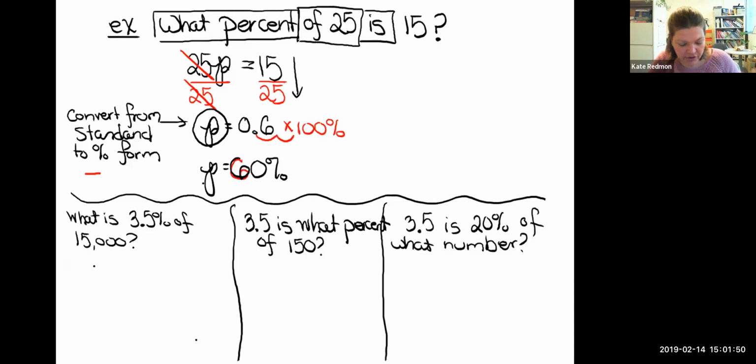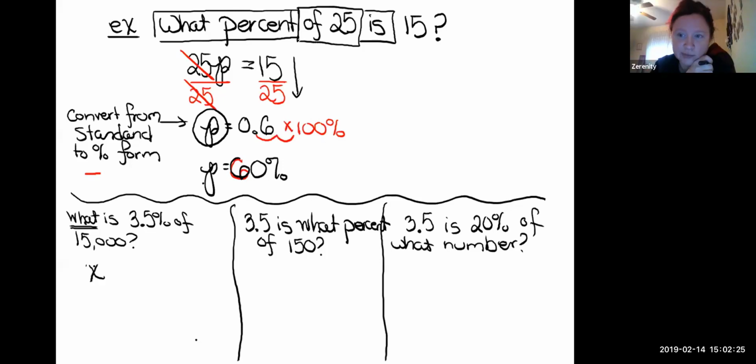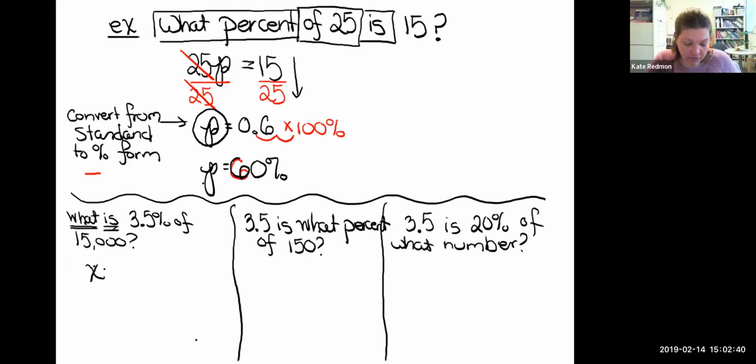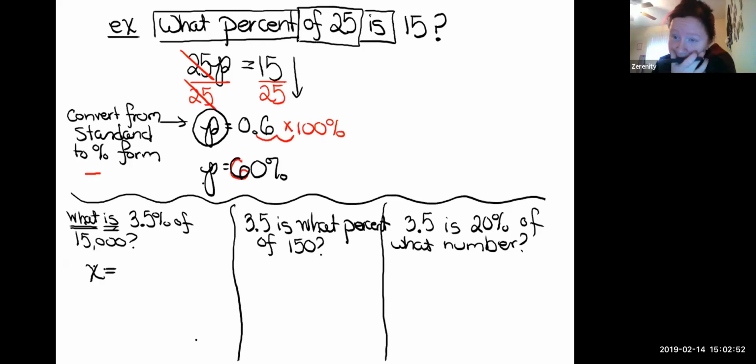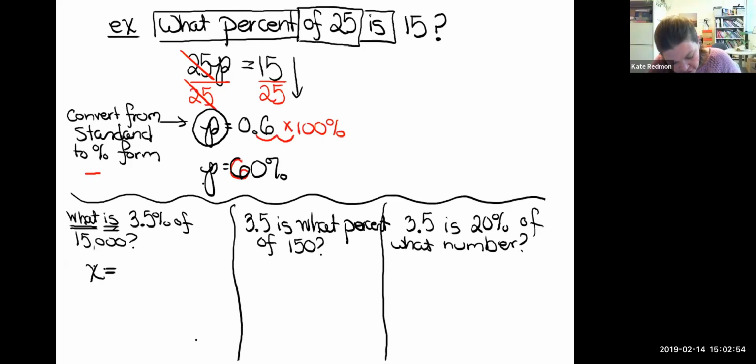So let's try this first one. What is 3.5% of 1,500? Can you help me translate this into algebra? So first word I see is what? The variable letter. Then I see the word is. Is means equals. What is? Okay, and then 3.5%, so 3.5 divided by 100. I'm going to lose two places of value, so I'll get 0.035. And then what did we say of meant, Serenity?